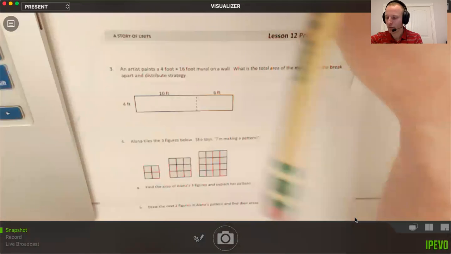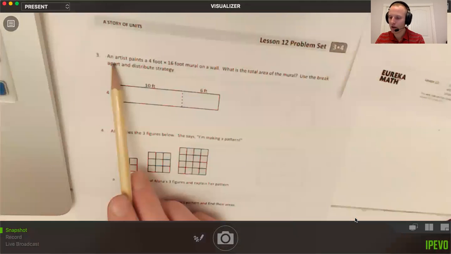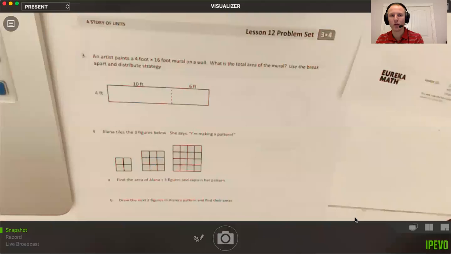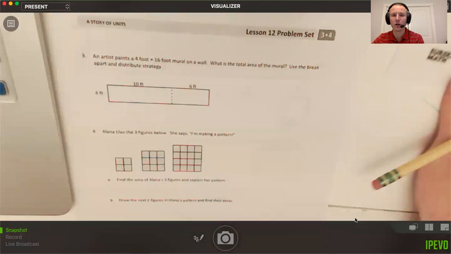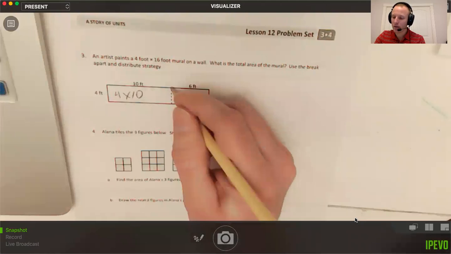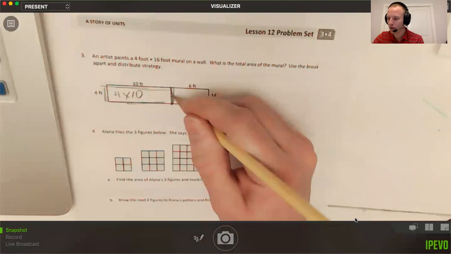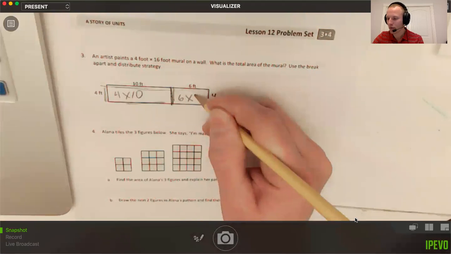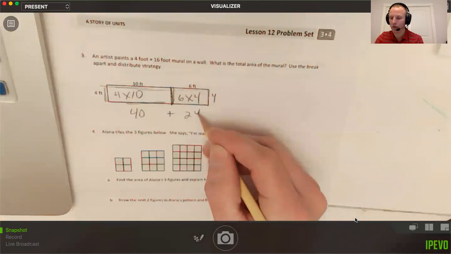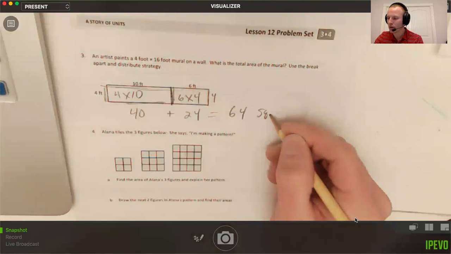Let's do, I don't know, let's do 2 more. I'll do numbers 3 and number 5. Let's see. An artist paints a 4 by 16 foot mural on the wall. What is the total area of the mural? Use the break apart to distribute strategy, which is what we just did a few lessons ago. So I can see that this is a 4 times 10 right here, right? That rectangle is 4 by 10. This one is a 6 by 4. So I have 40 plus 24, because the area of this is 40, the area of that is 24, equals 64 square units.